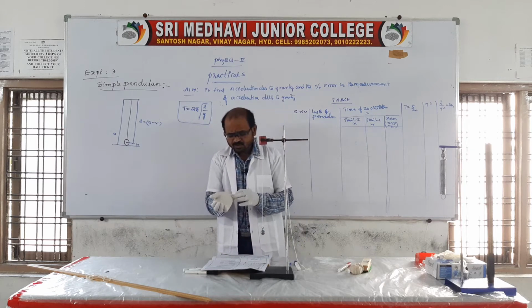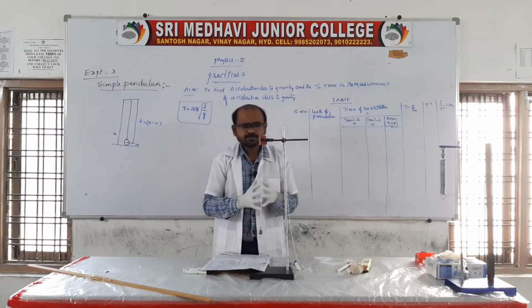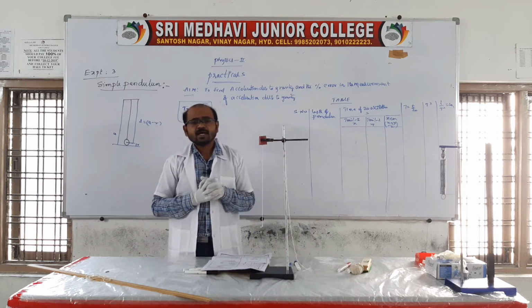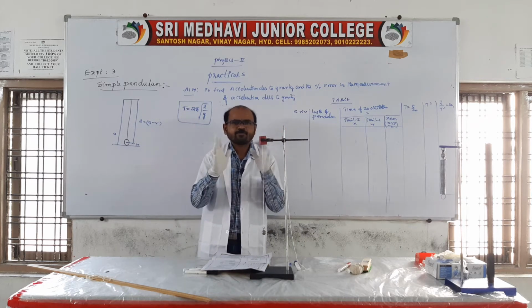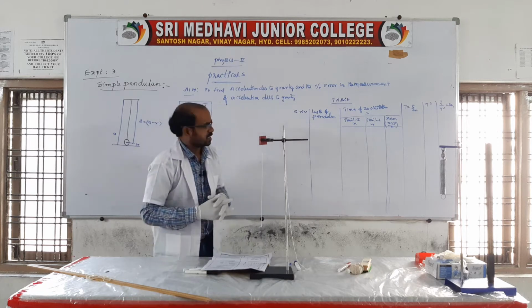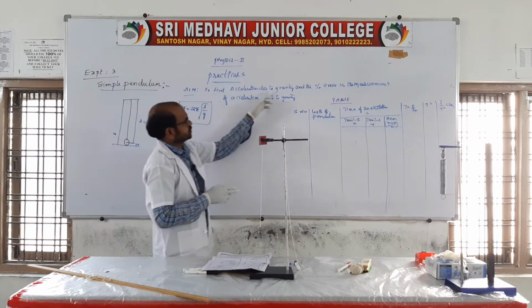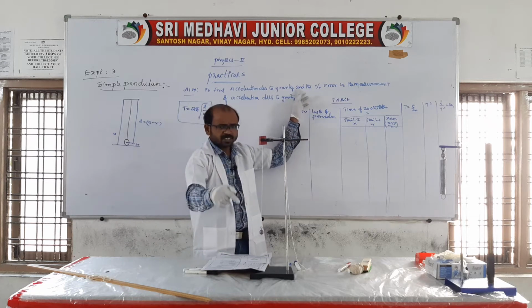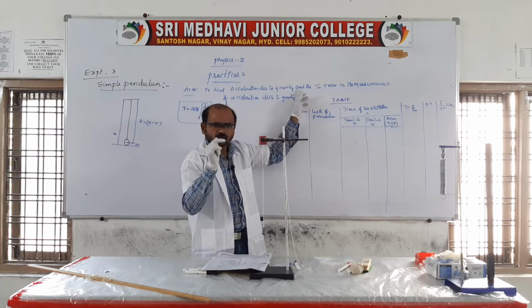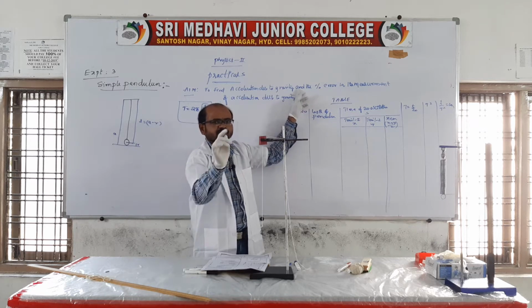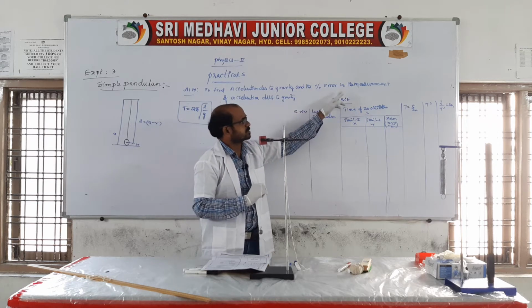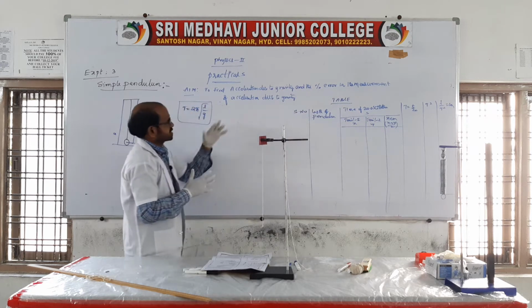So by using a simple pendulum, at a given place, we need to find the acceleration due to gravity. This is the aim. That means we are doing it in the lab, in the college, at this place. Now we need to find the acceleration due to gravity, as well as find the percentage error in the measurement of acceleration due to gravity.